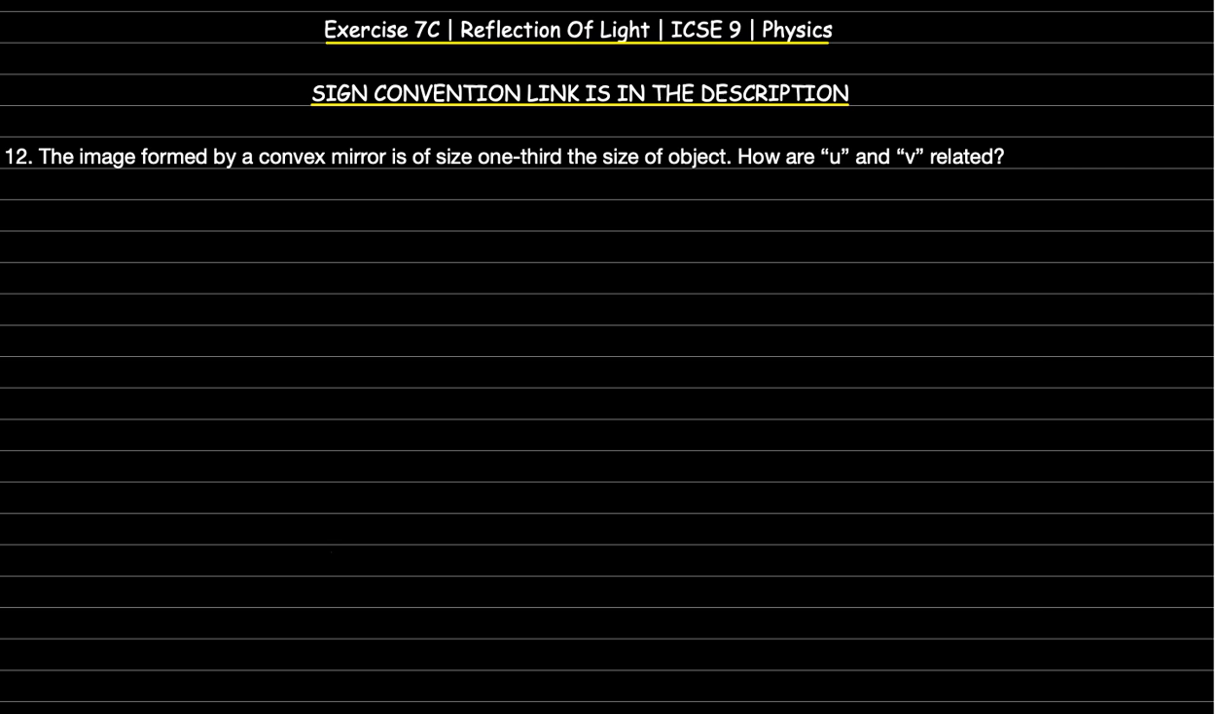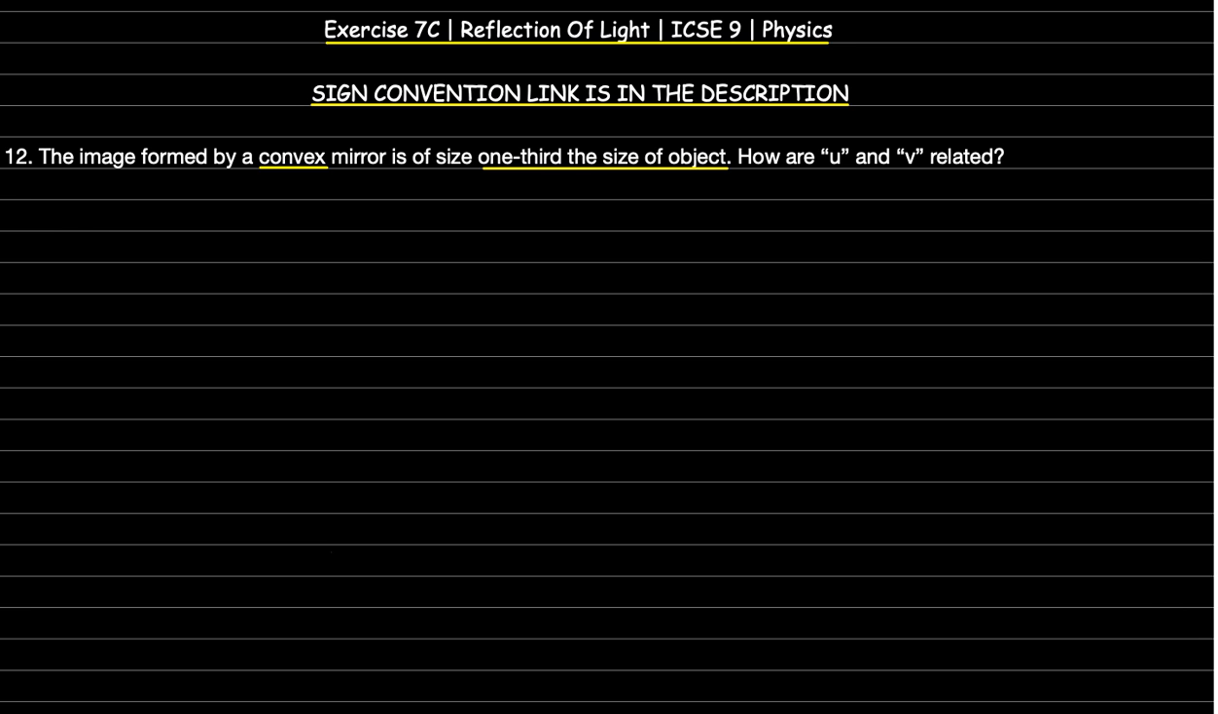So coming to the 12th question, let us understand the 12th question. The image formed by a convex mirror, it is given as a convex mirror here, is of the size 1/3 the size of the object. That means the image is smaller than the object. How are U and V related?